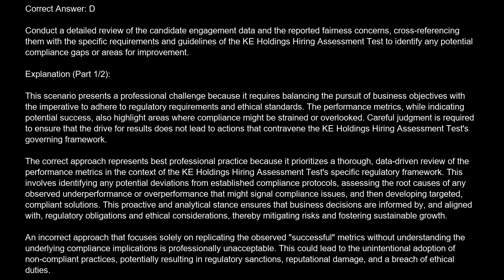The correct approach represents best professional practice because it prioritizes a thorough, data-driven review of the performance metrics in the context of the KE Holdings hiring assessment tests specific regulatory framework. This involves identifying any potential deviations from established compliance protocols, assessing the root causes of any observed underperformance or overperformance that might signal compliance issues, and then developing targeted compliance solutions. This proactive and analytical stance ensures that business decisions are informed by and aligned with regulatory obligations and ethical considerations, thereby mitigating risks and fostering sustainable growth.